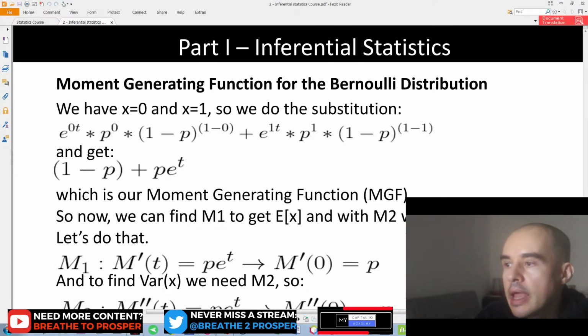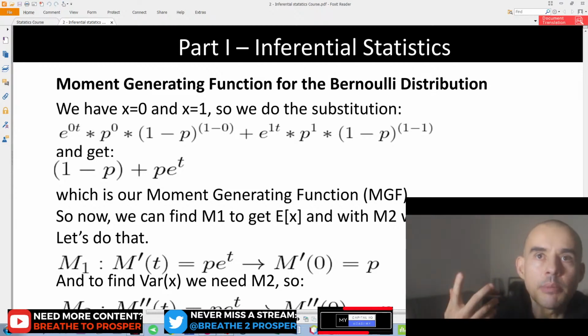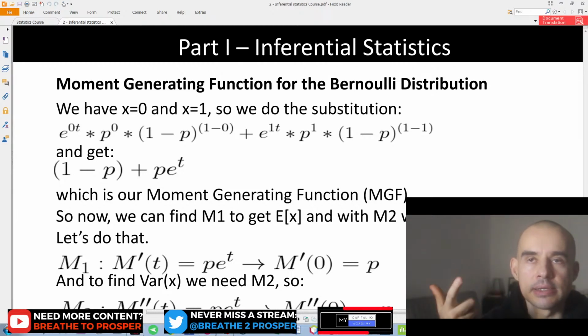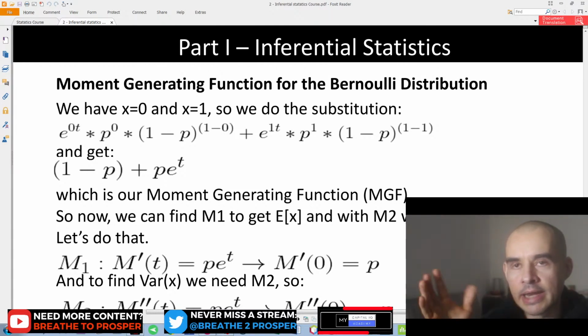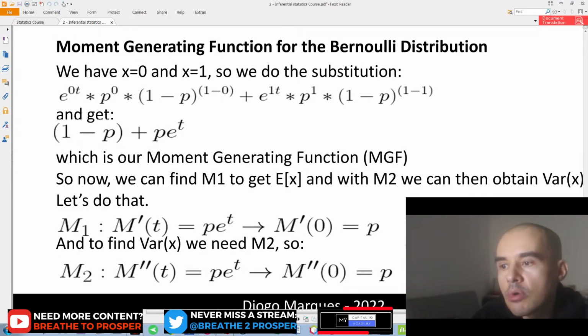Then we substitute for 0 and 1. So we do that in the distribution: plug in the values at 0, plus the second one with 1, because remember that the Bernoulli distribution is a binomial case. It's 0, 1, and it ends after one trial. So we get this, which is our moment generating function. What does this mean? From this, now we can find the mean and expected value.